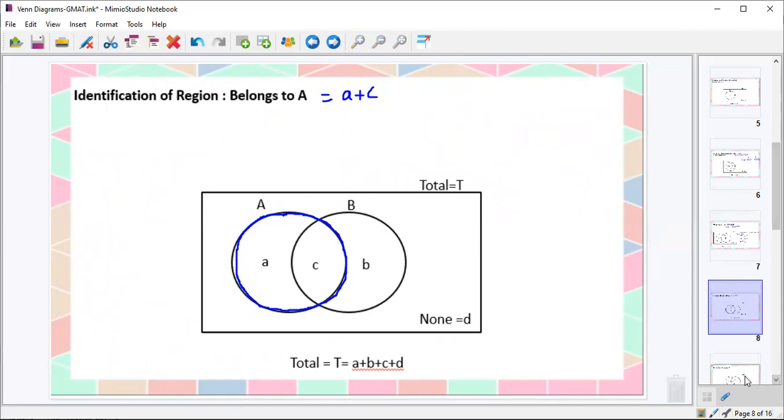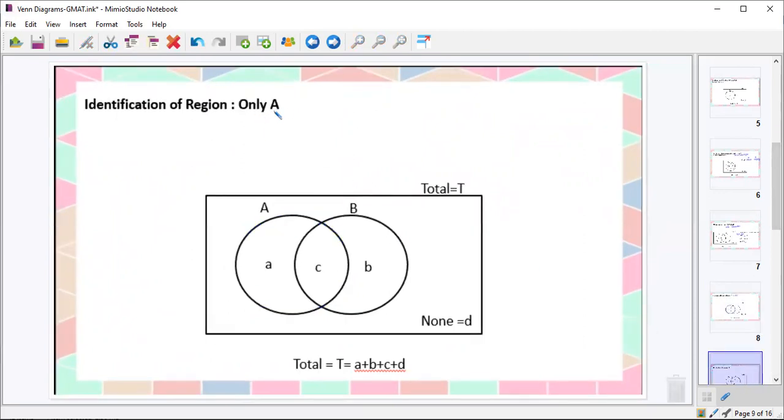Let's look at the next statement. The next statement says only A. As I told you in the first example of tea and coffee, the difference between only A and A is that A includes both the common and the uncommon part, whereas when I say only A, I'm excluding the part that is common with any other set. So when I say only A, we are going to look for the region which lies only in A. It does not overlap with any other region. So we can say that this region belongs to only A. So I can write this to be small a.